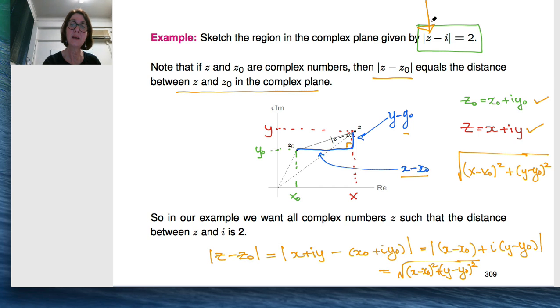Okay, so when we're looking at this particular example, this says we're looking at all complex numbers z whose distance from this point z naught, in this case it's i, is equal to 2. So that's how we're interpreting that statement.